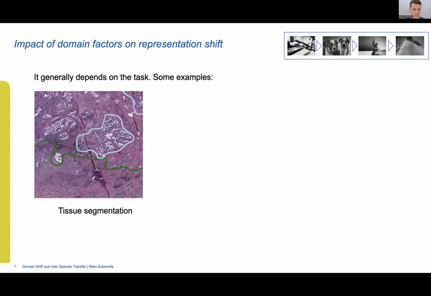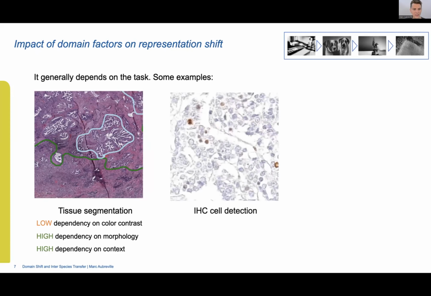Before we do that, let me note that of course it really depends on the task. You have some tasks, for example tissue segmentation, where our PhD student, Frauke Wilm, has done a great deal of work, where you have a low dependency on the color contrast in the recognition, a high dependency on the morphology, because tissue segmentation is mostly about morphology, and a high dependency on the context. Then you have other things like IHC cell detection, immunohistochemistry cell detection, where you have a specific stain, and a specific stain is what you are actually looking for.